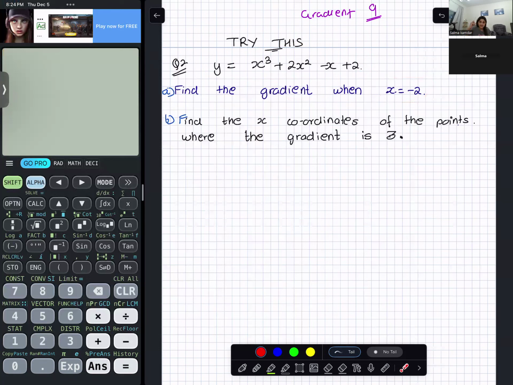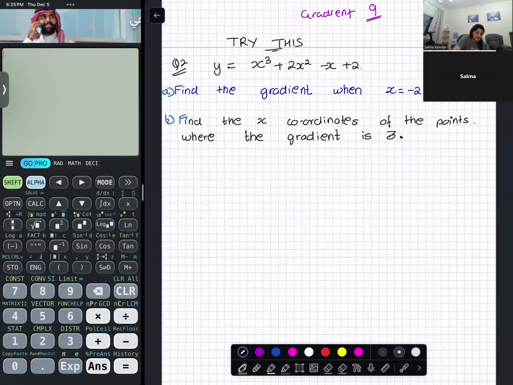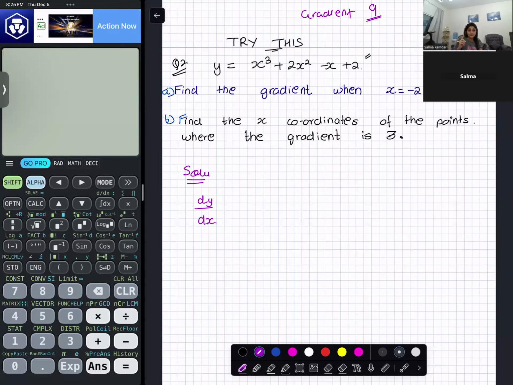Gradient of a curve. I need to find the gradient of a curve. This is not a straight line, because a straight line would have the equation y is equal to mx plus c. So here I'm looking to find the gradient of the curve. In order to find the gradient of the curve, I need to find the gradient function, which is dy by dx. So to find the gradient of the curve, we first find the gradient function and then substitute the value of the point at which we want the gradient of the curve.